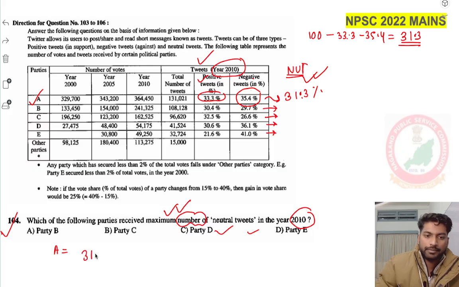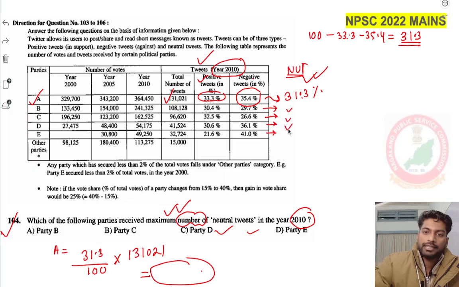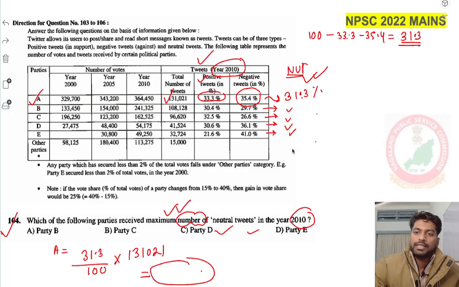So 31.3% out of 100%, and the total tweets were 131,021. After calculating this, you will get a number, and then you have to do it for all the political parties. Then you will get some numbers, and you have to compare which party received the maximum number. I have already calculated, but if I calculate in this video, the video will be like 1 hour. For these 5 calculations, 103 to 106, the answer will be political party B, if I'm not wrong.